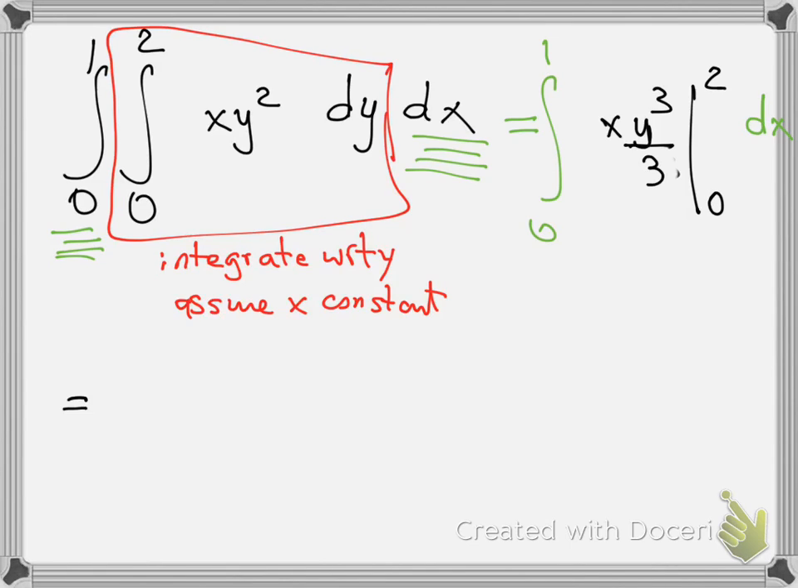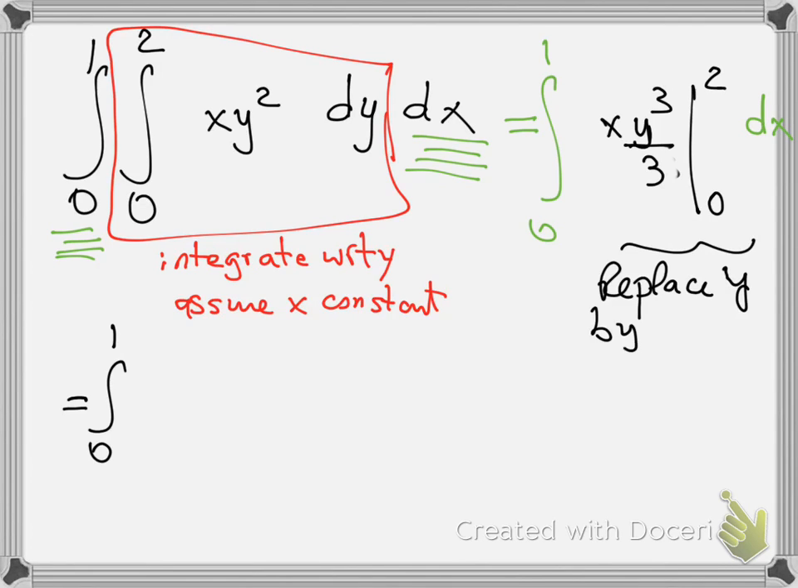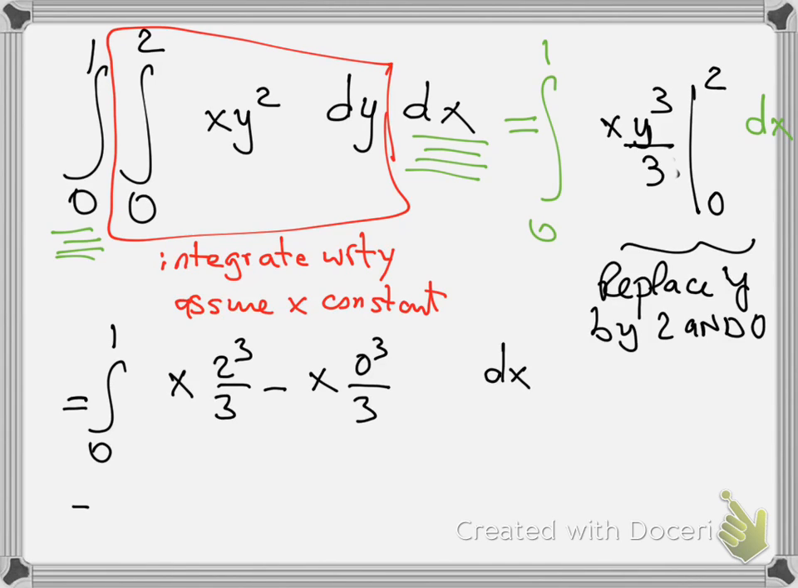Okay, so that will be, again, here is 0, 1. Now you replace y by 2 and 0. So let's replace y by 2. So that would be x 2 cubed over 3 minus x times 0 cubed over 3 dx. So this is just 0 here. This is 2 cubed over 3. That's 8 over 3x. Integral from 0 to 1 dx.